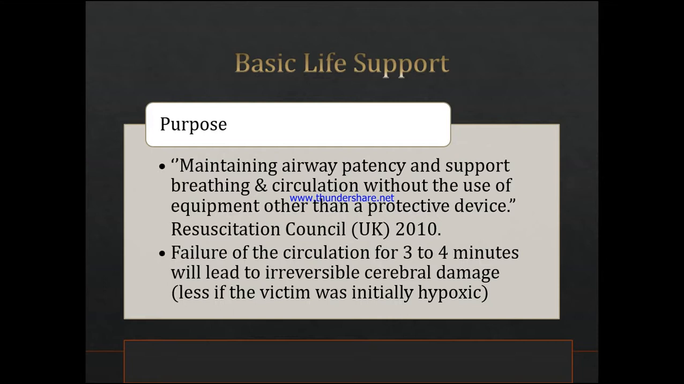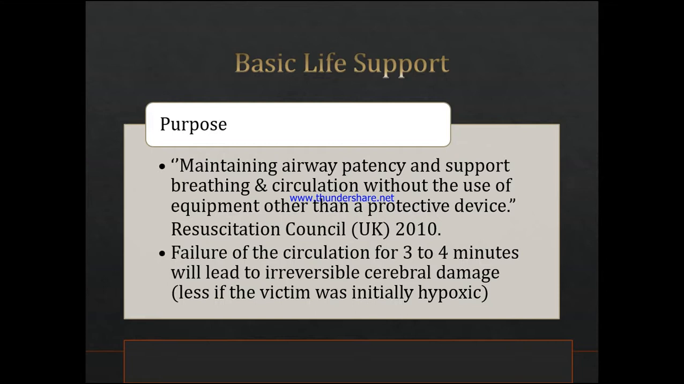And this is from the UK's Resuscitation Council in 2010. Failure of the circulation for 3 to 4 minutes will lead to irreversible cerebral damage, unless the victim was initially hypoxic. So we have a very short period of time from the point in which somebody stops breathing.